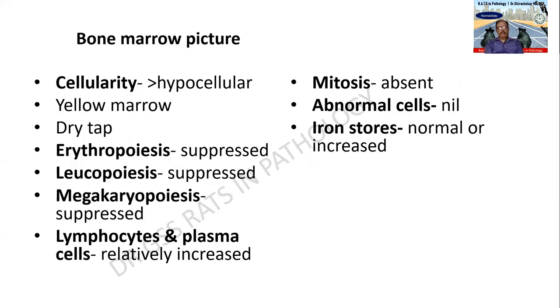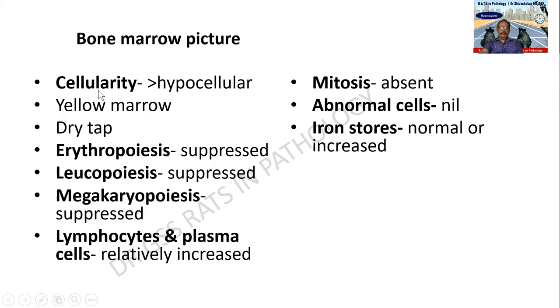The bone marrow is the characteristic finding. It is the absolute indication for aplastic anemia. And look at these bold letters. Always we must mention these. I have told you earlier: cellularity, erythropoiesis, leukopoiesis, megakaryopoiesis, lymphocytes and plasma cells, mitosis, abnormal cells, and iron stores. Whatever be the question in hematology, on the bone marrow, you people are going to write this. So let us go to them.